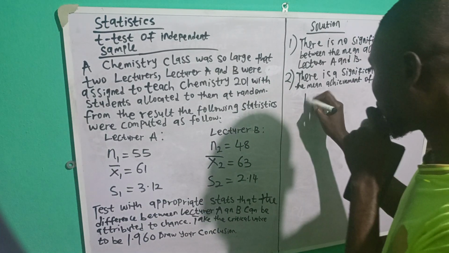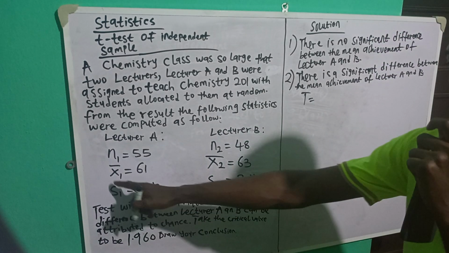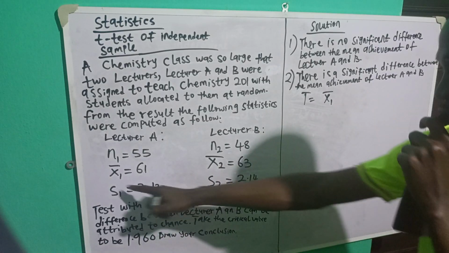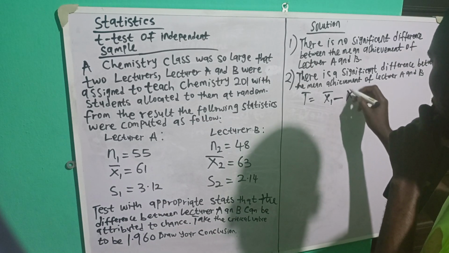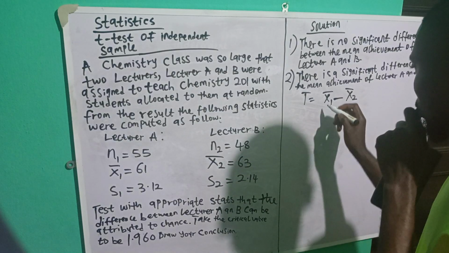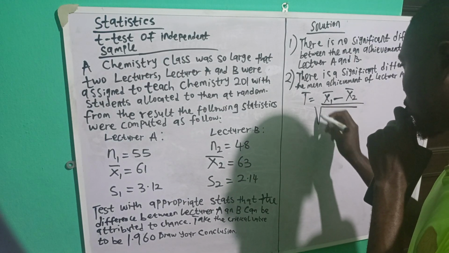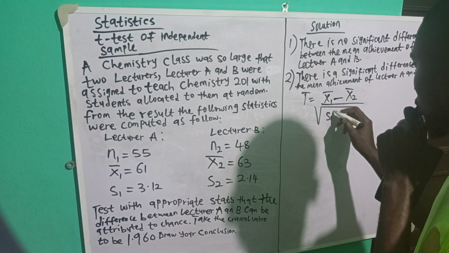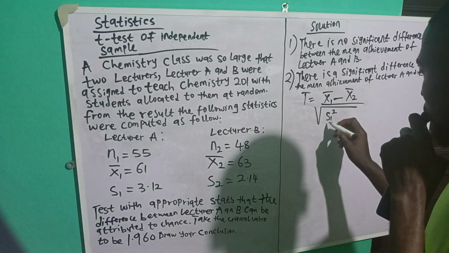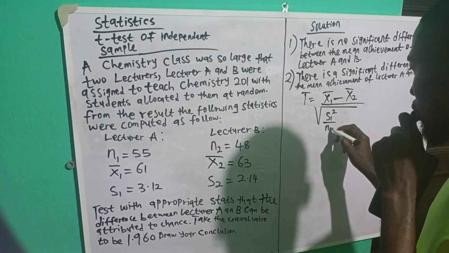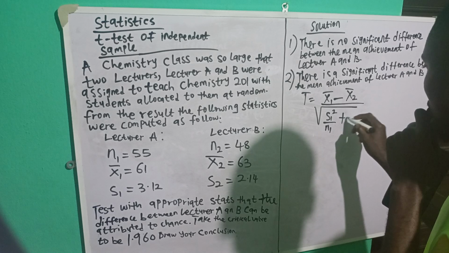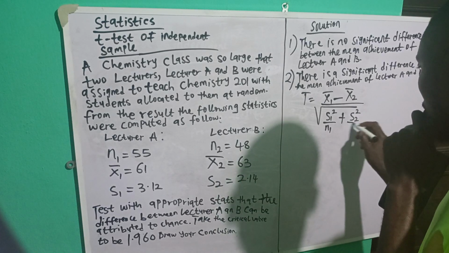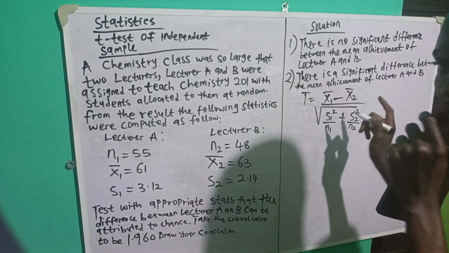So now the formula for the t-test is equal to X bar 1 minus X bar 2, divided by the square root of S1 square over N1 plus S2 square over N2. So this is the formula for the t-test.